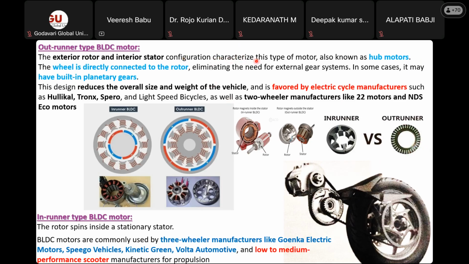This configuration characterizes this type of motor, also known as a hub motor. This we also call a hub motor. You can see the wheel is directly connected to the rotor, eliminating the need for external gear systems. In some cases, it may have built-in planetary gears also. So this outrunner can be connected directly to the vehicle. That is the advantage you have. This type is found in three-wheelers and similar vehicles. This design reduces the overall size and weight of the vehicle.